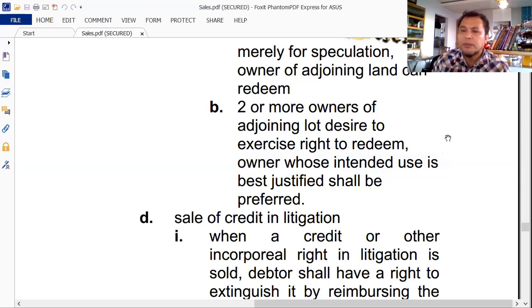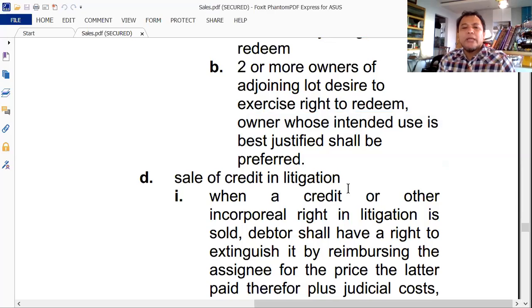And if you sold it to another person who is not an adjoining property owner, the better person is the owner of the adjoining properties. They have the right to redeem. Now, when two or more owners of adjoining lots in urban land desire to exercise the right to redeem, then the owner whose intended use is best justified shall be preferred. So we don't know what is best justified, so they have to present it in court, and the judge will preside and decide who has the best justified intention.